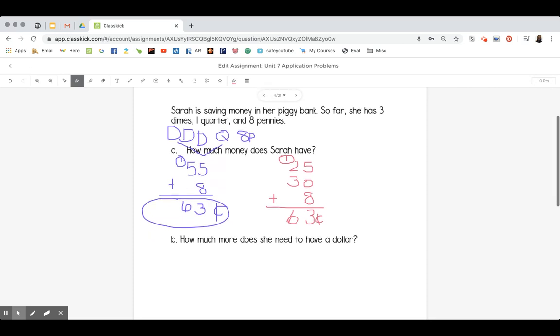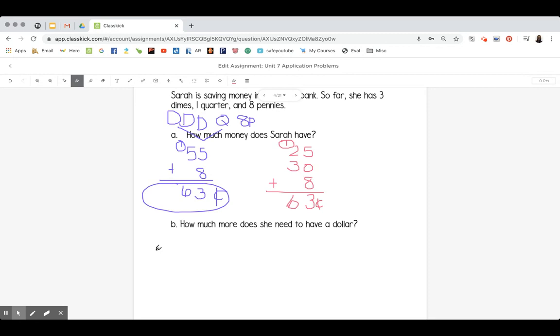Okay? The next part says, how much more does she need to have $1? Well, one way that we can solve a problem like this is starting with our 63 and then doing some skip counting, kind of like we did at the beginning of the year. And our end goal is to be $1, which is also the same as 100. So really, all I'm doing is I'm starting at 63 and I'm counting my way up to 100.